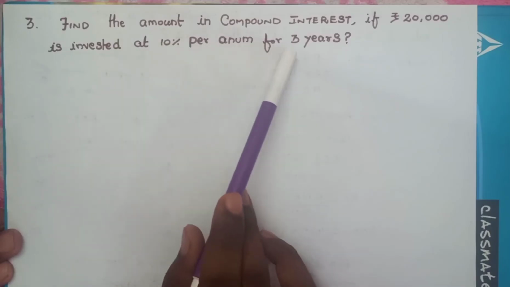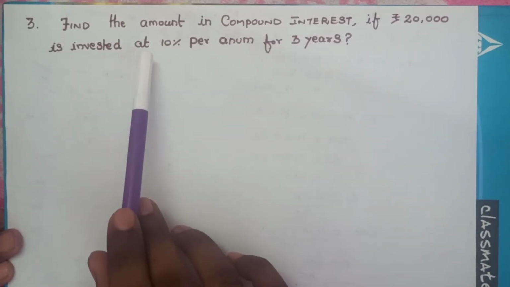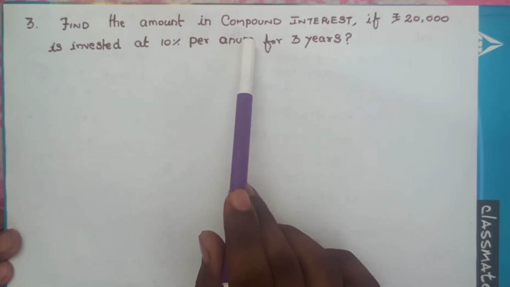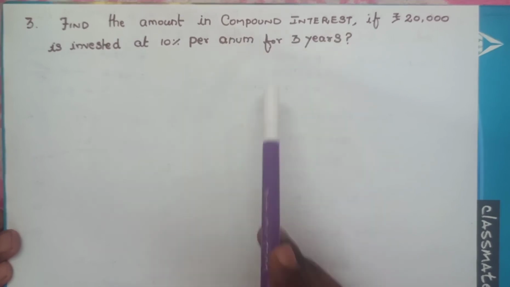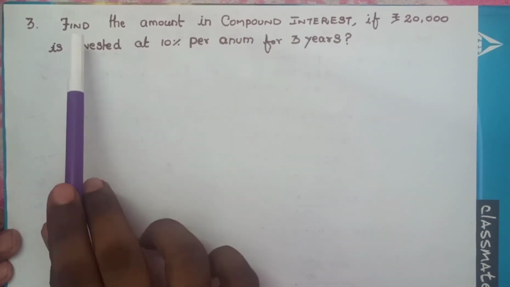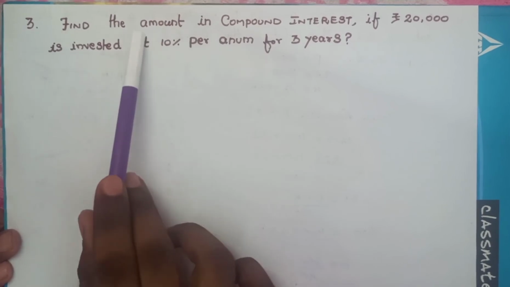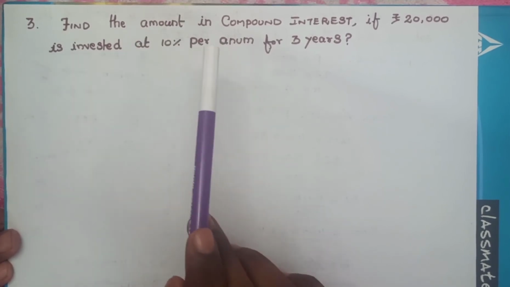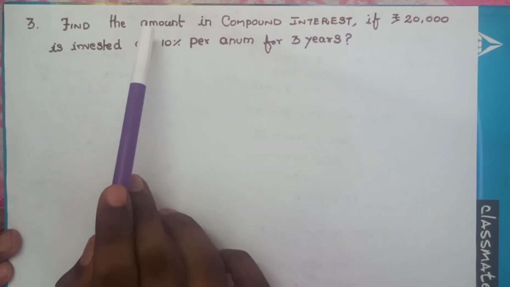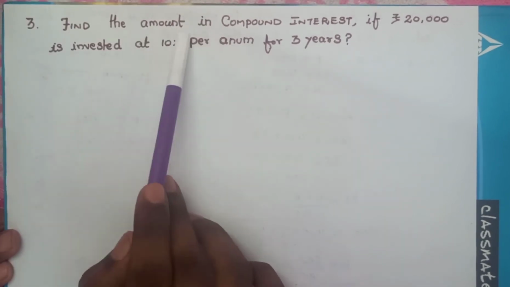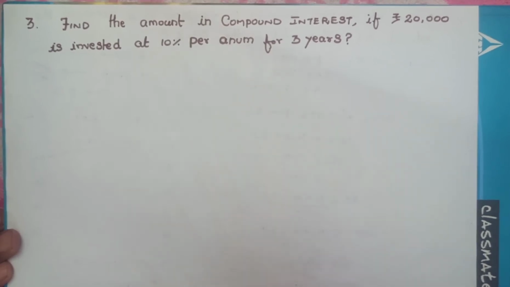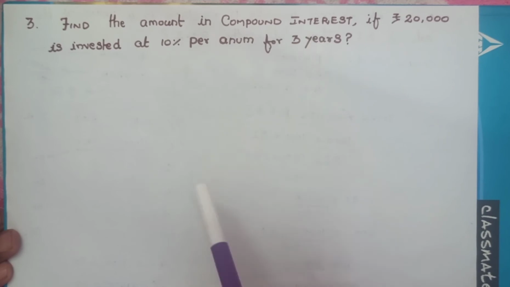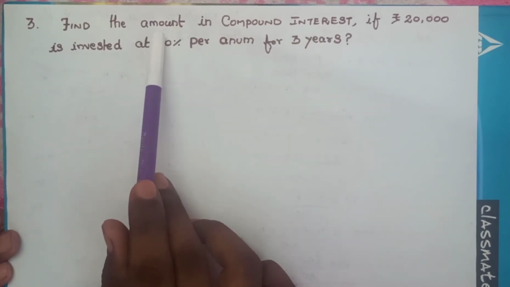Find the amount in compound interest if rupees 20,000 is invested at 10% per annum for 3 years. We come to know it's a compound interest problem. What have they asked? Find the amount in compound interest. Here amount denotes total amount, so don't be confused between the interest amount and the total amount. Amount is the total amount. If they want to ask for the interest amount, they would mention find the compound interest. But here amount represents total amount.